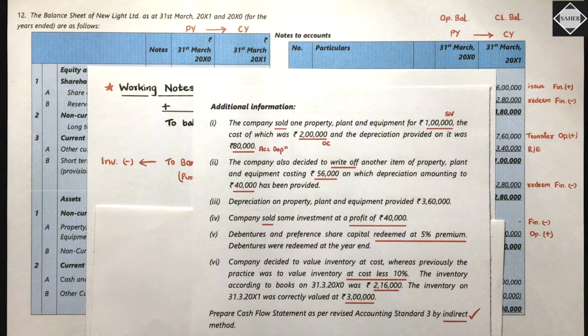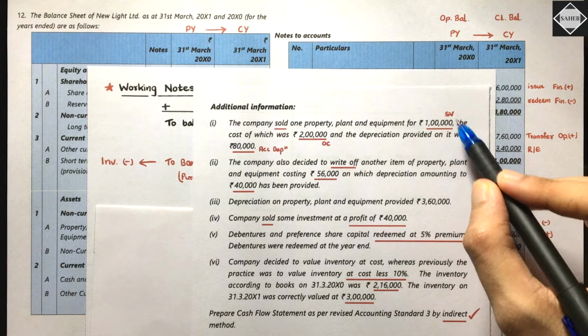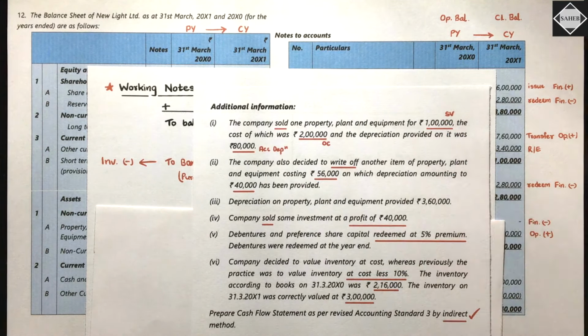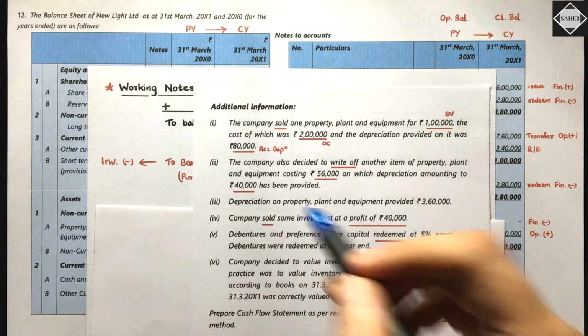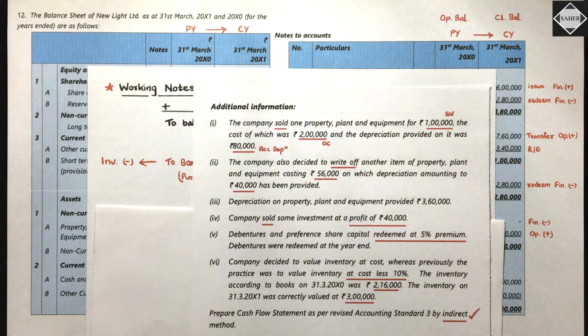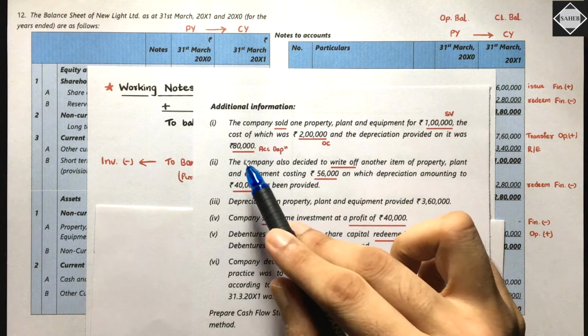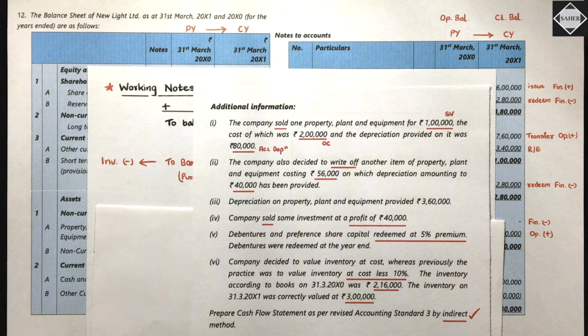In the first adjustment, what is happening? The company sold one PPE for 1 lakh. That's the sale value, which will come in the asset disposal account, not in the PPE account. The cost of which was 2 lakh. Now the cost will come over here, right? Then they are talking about depreciation. Depreciation provided on it was 80,000. That will go in the accumulated depreciation account.